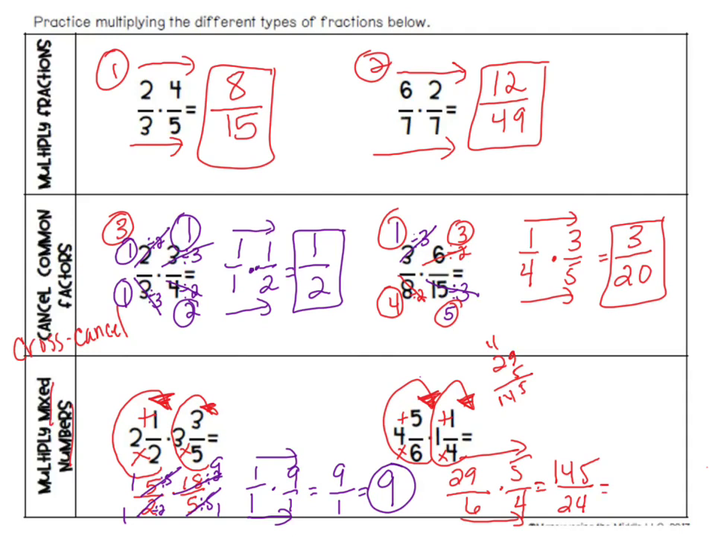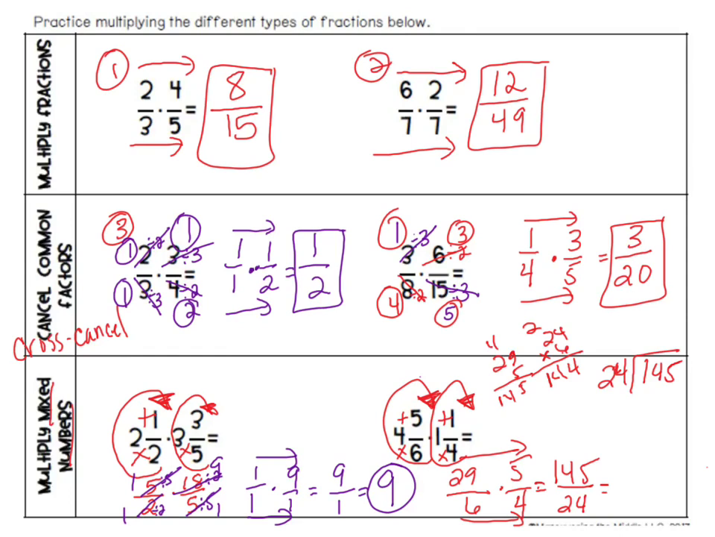This is an improper fraction. So for my answer, I need to go ahead and turn it back into a mixed number. Remember, we do that by using division. So I'm going to take 145 and I'm going to divide it by 24. Let's see, that's going to go in 6 times. Let's do 24 times 6 and see what we get. 4 times 6 is 24. Let's see, 8, 12, 13, 14. Oh yeah, that gives me 144.